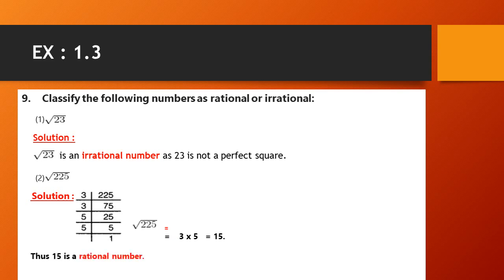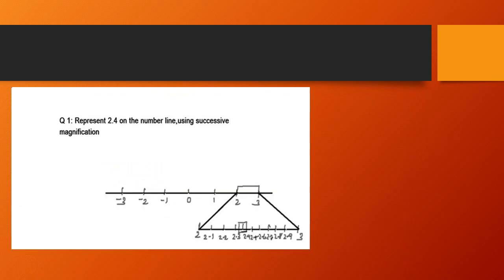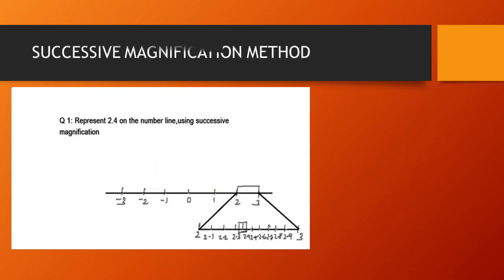Like these 2 problems, you can solve the remaining sums as a home assignment. Let's learn successive magnification method on number system. Before that, we will learn how to locate the point on the number line. To locate the decimal point on the number line, we use a magnifying glass. Such method is known as successive magnification method.